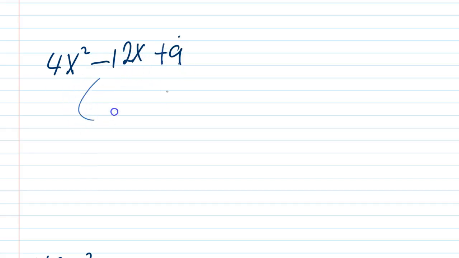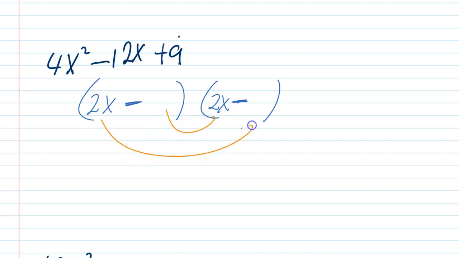This one should go quick and simple. There's no GCF. Factors of 4 are 2x and 2x. Because the end is positive but the middle is negative, that means I have two negatives. We draw our happy face. And the factors of 9 are 3 and 3.